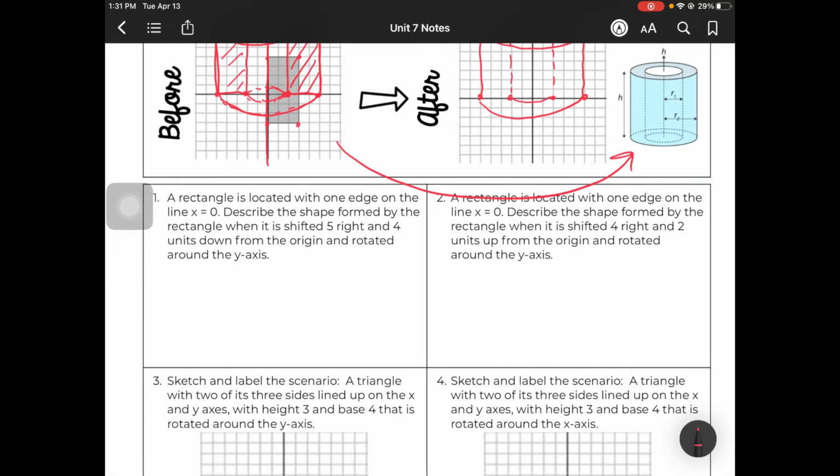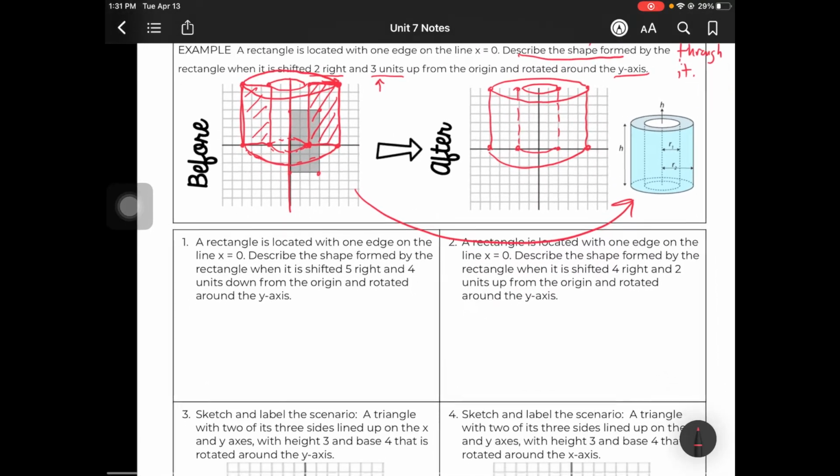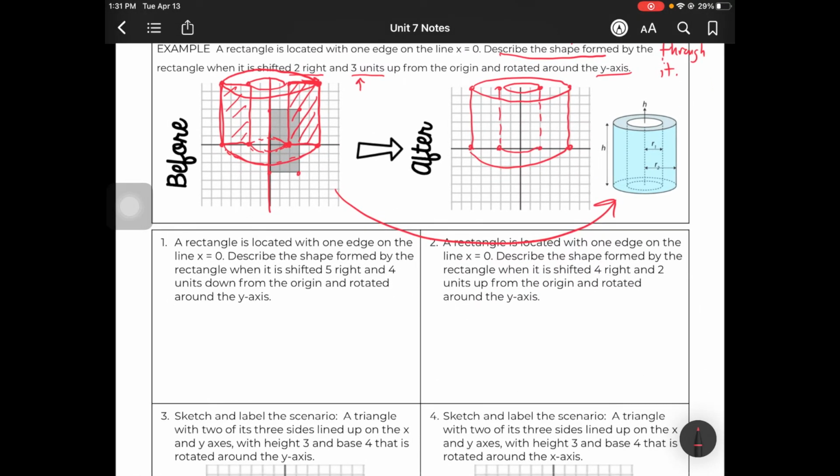And so, again, when you see these things, they're going to give you a lot of specific information, but if it doesn't ask you to actually graph it or sketch it, then we can really just settle on that final description as long as you understand what's happening.